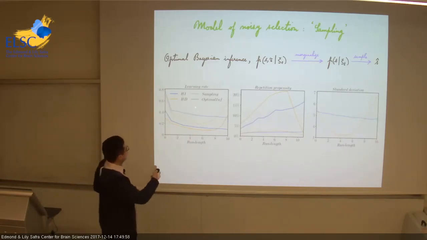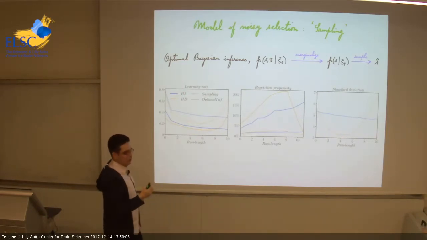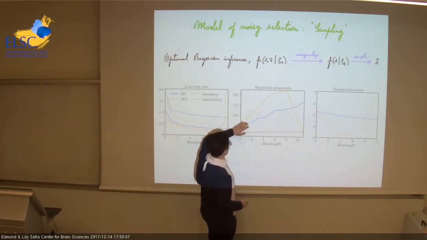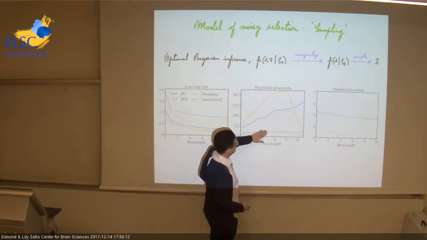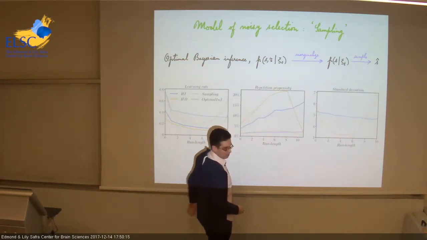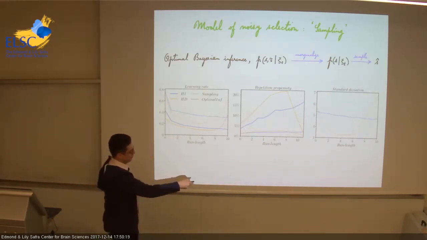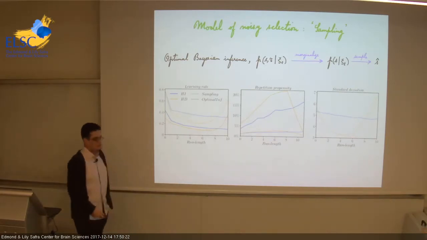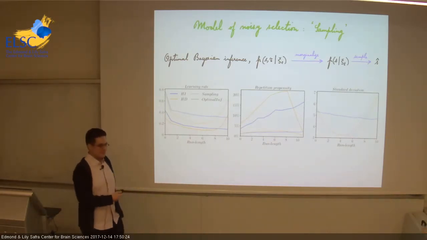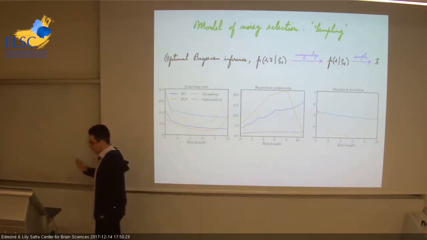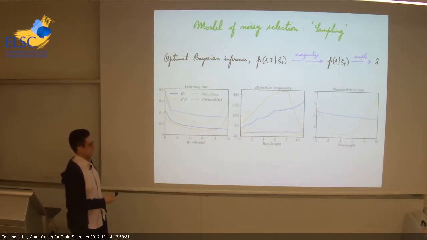So this is the learning rate, the first quantity introduced. This is the repetition propensity, the probability of repeating. The solid lines are the Bayesian optimal ones, and these are the sampling ones. In the case of the optimal, of course, there is zero standard deviation. So at least to explain the phenomenology that we have, this is not satisfactory. You would have to add some bells and whistles. As such, it is not enough.